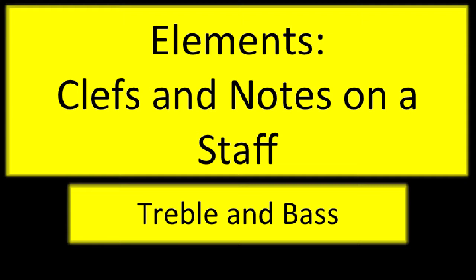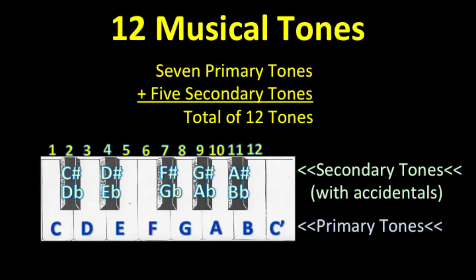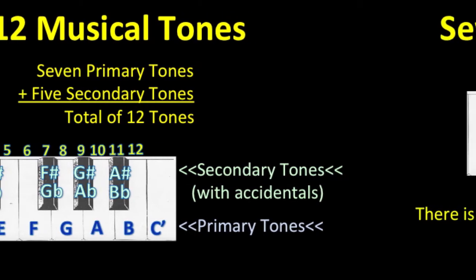Elements. Clefs and Notes on a Staff, Part 1. Treble and Bass. Of the 12 musical tones, 7 are primary and 5 are secondary. The secondary tones are derived by altering the natural tones, the changes being indicated with signs called accidentals.